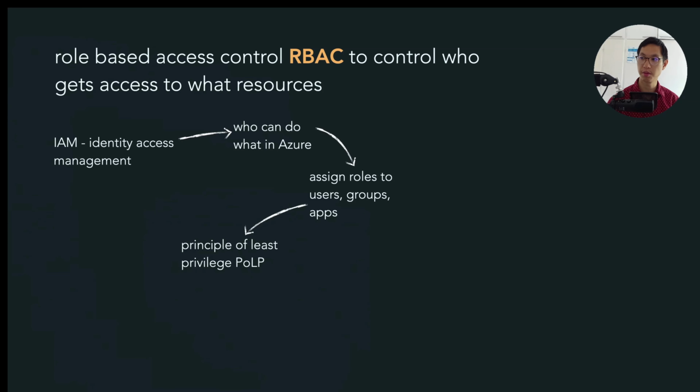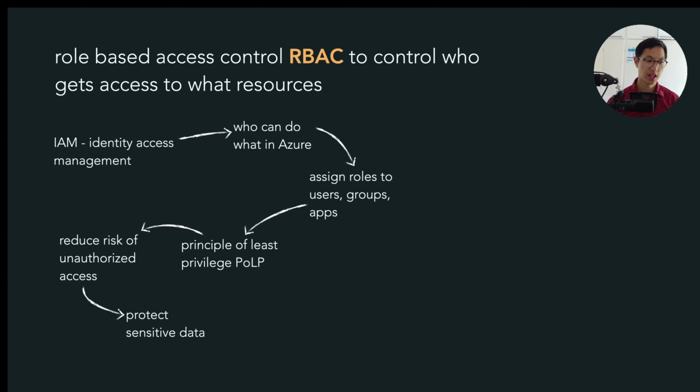However, the principle of least privilege means that you should only get enough privilege to do your work and nothing more. For example, an organization that gives admin access to anyone so that it's very easy for them to work with anything, that is super bad practice. You should reduce the risk of unauthorized access, and this will protect sensitive data.